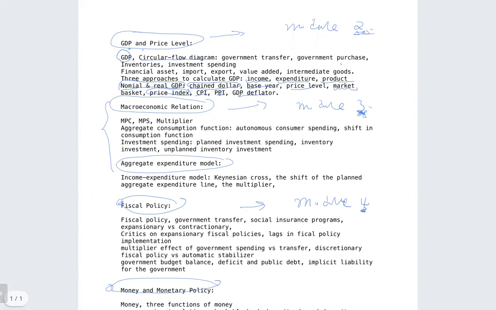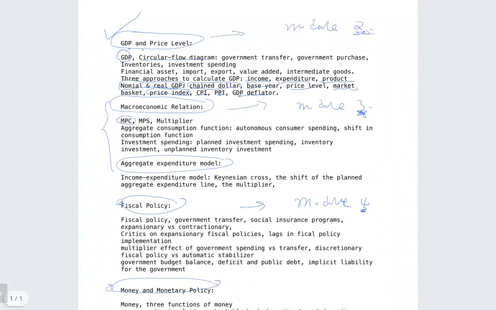Okay, so this is the first chapter that is going to be covered in the final. Now the other chapter is macro relationships and the aggregate expenditure model, right? Essentially, we started with MPC. Oh, by the way, essentially this is an income expenditure model.